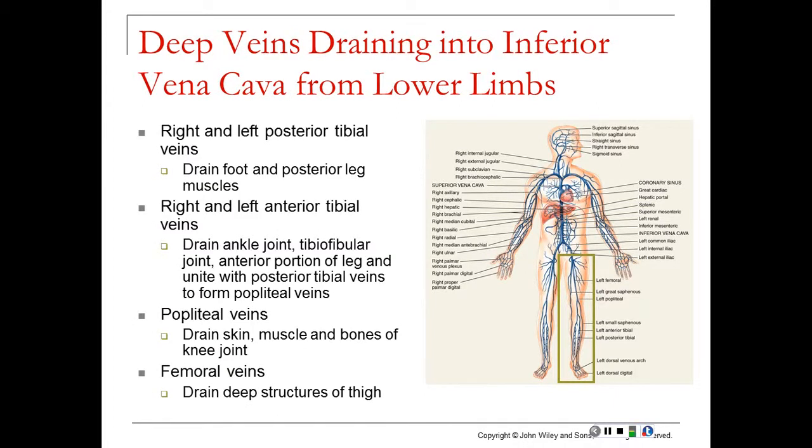You also have a right and left posterior tibial vein, which drains the foot and posterior leg muscles. The right and left anterior tibial veins drain the ankle, tib-fib joint, and anterior portion of the leg. They unite with the posterior tibial veins and form the popliteal veins. The popliteal veins drain the skin, the muscle, and the bones of the knee. And then the femoral veins drain deep structures of the thigh.